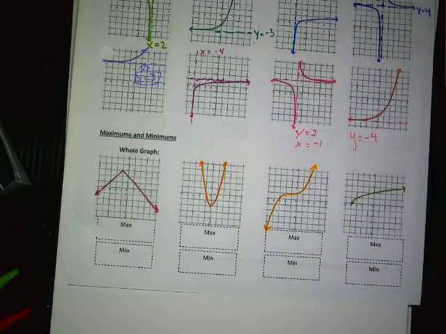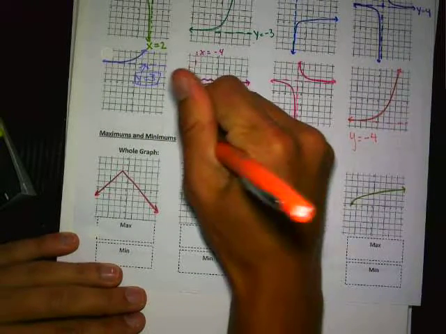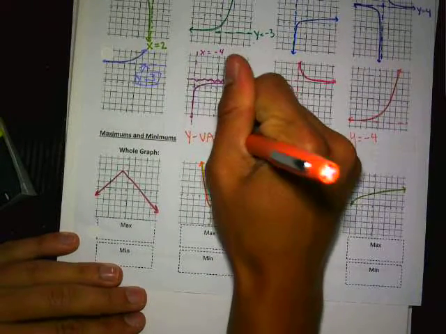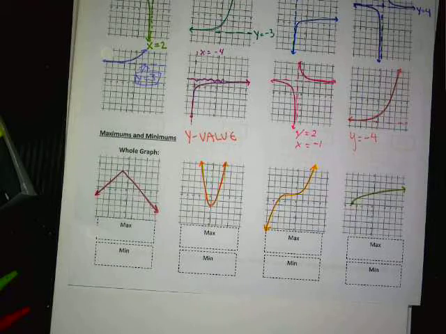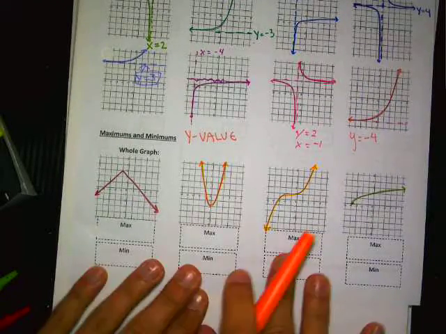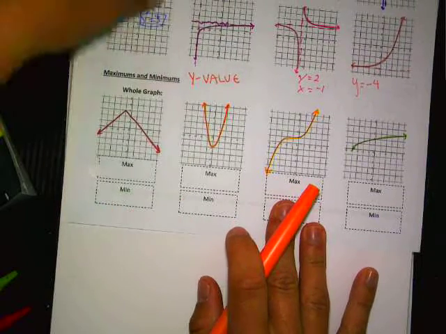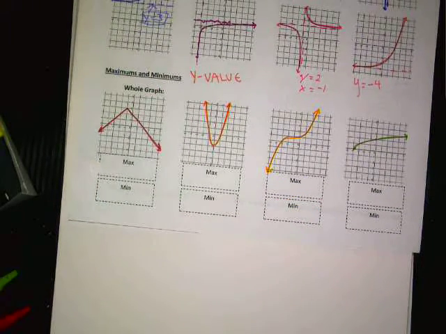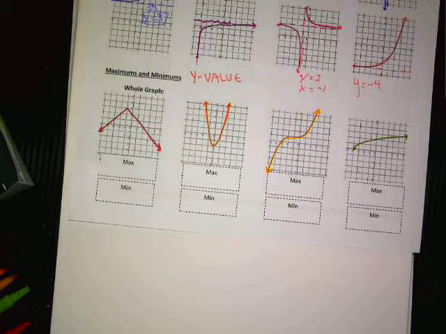All right, so we will be doing max and min. First thing, maximums and minimums are going to be the y value, because the y-axis tells you how high or how low your graph is going. So the answers are going to be y values. If you put the whole coordinate point, that's fine too.